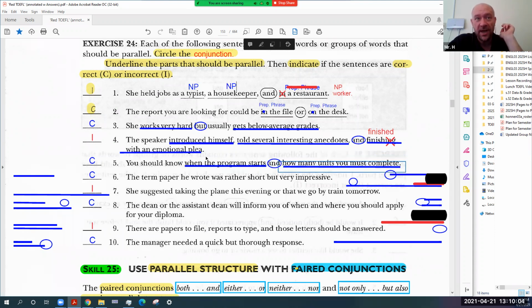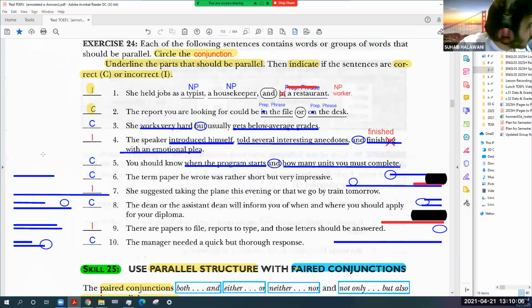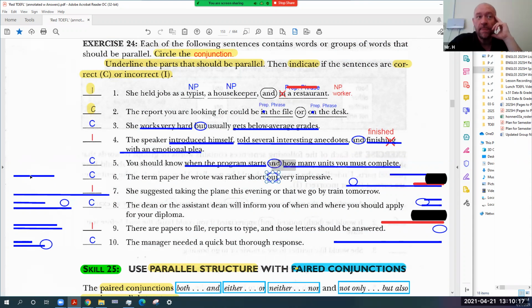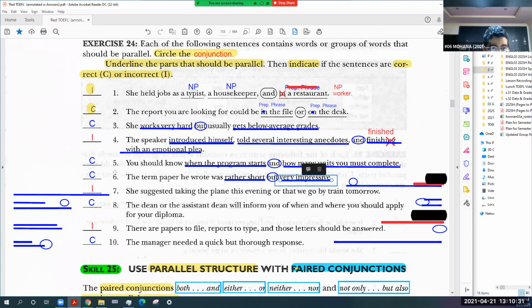You should know something, right? 2 noun clauses. Okay. How about number 6, Mohana? Find the conjunction: but. Okay. And then the structure. First one, rather short. Very impressive. What do we have? Short, impressive. 2 adjectives, right? All right. Let's come back to number 7. Let's do number 8 first.